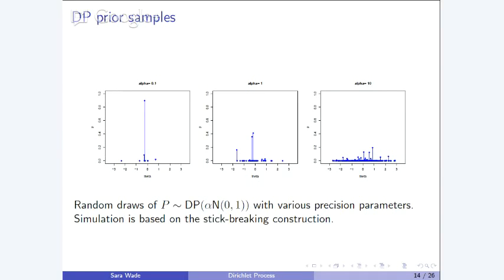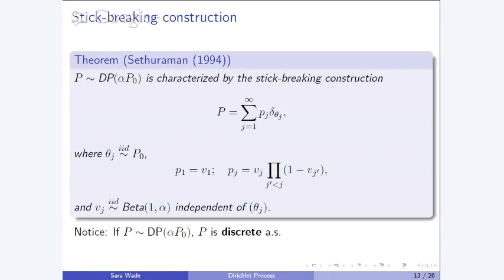So here are some samples from a Dirichlet process prior. I used this stick breaking representation to sample from the Dirichlet process prior. I kept sampling these Bs and repeating the Ps. You'll notice that the weights tend to decrease. The proportion of the stick remaining gets smaller and smaller and smaller. I kept sampling until my computer told me that what I had left was zero, so the computer couldn't detect the leftover mass anymore.